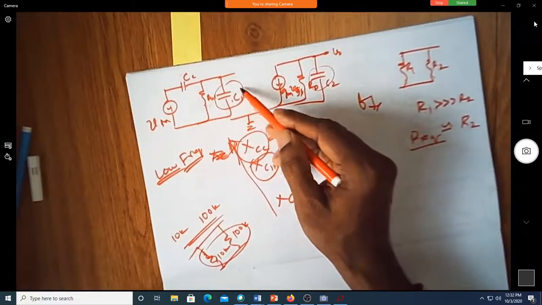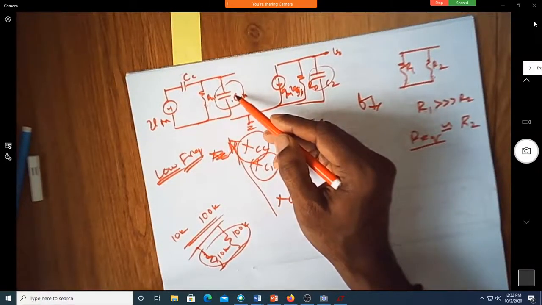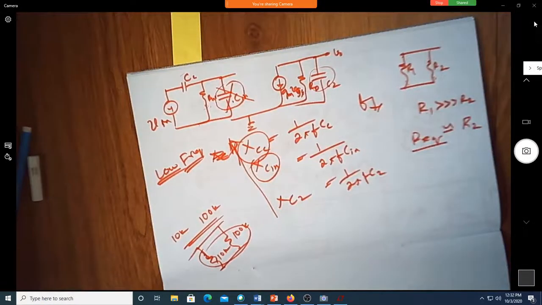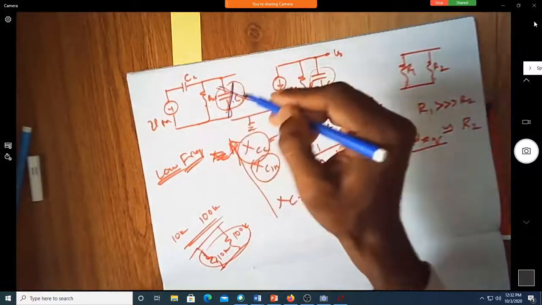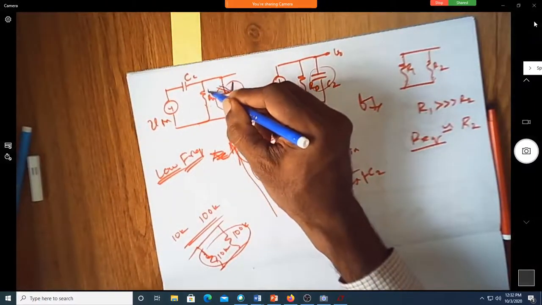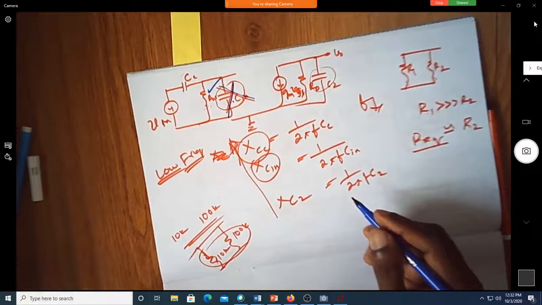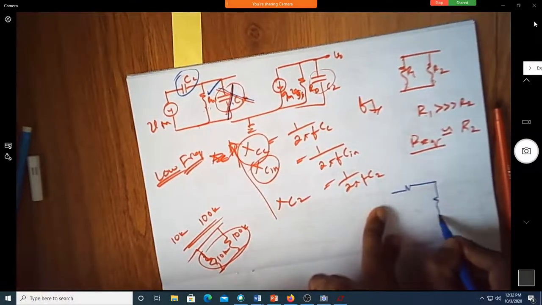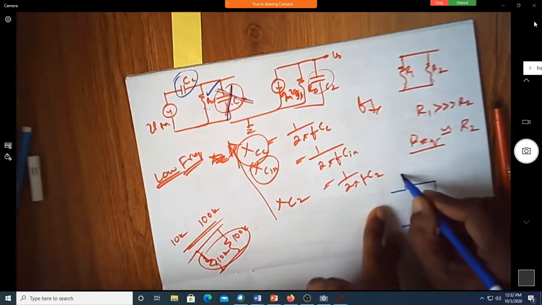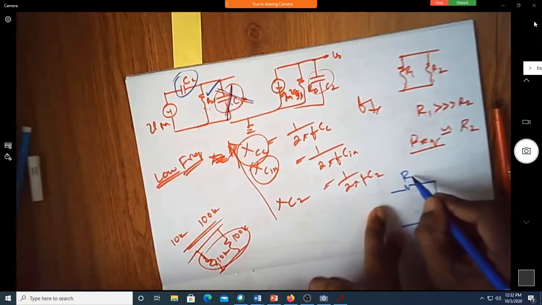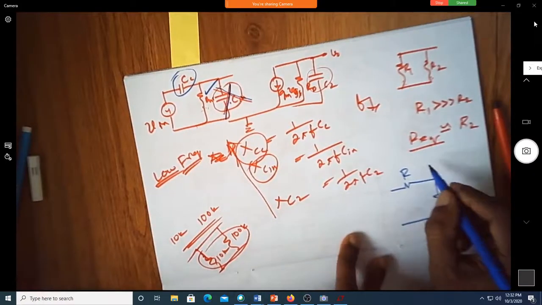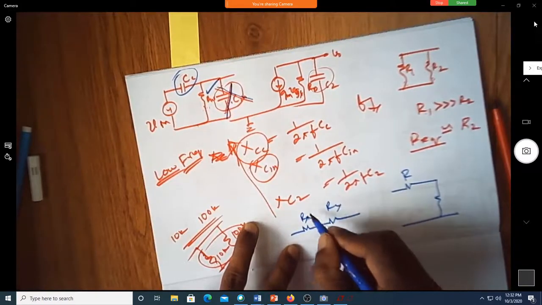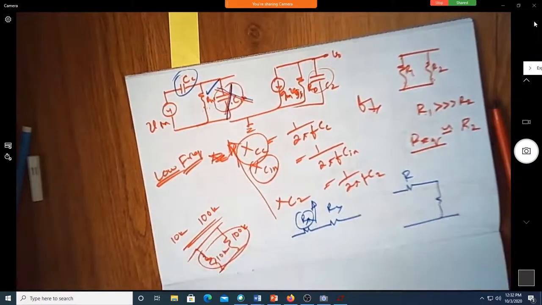When the reactance offered by this is very high at low frequencies, you neglect it. You neglect the effect of Cin at lower frequencies and retain only this. How about neglecting this one? Suppose two resistors are in series, Rx and Ry. If one resistance is very high, will you neglect it?